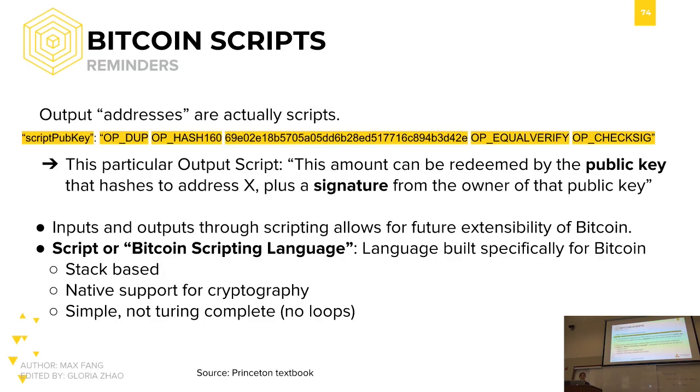So Bitcoin scripts, all right? Remember we had just talked about our output, which has this sort of weird long thing that's an output address, and I called it something called a Bitcoin script. So we're going to break that down. This particular output script essentially means this amount can be redeemed by the public key that hashes to the address X, plus a signature from the owner of that public key.